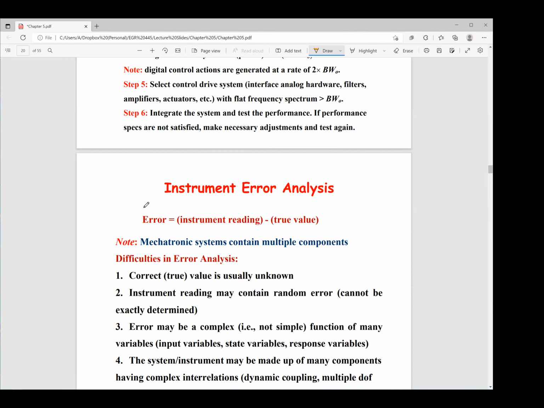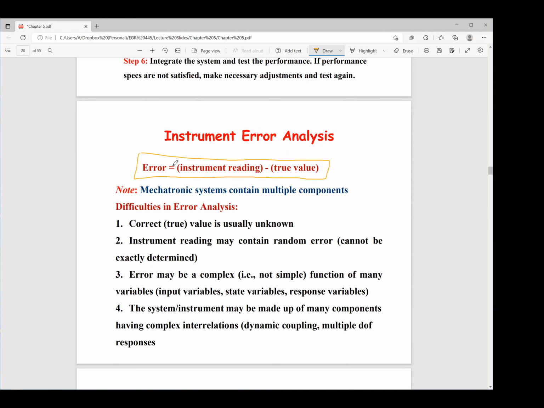Now, many a times, even though we design the system, it does not behave the way we want. I don't know if you have heard this: no experiment is complete without an error. So what is this error? This is the difference between what is being read by the instrument and the true value that the instrument is measuring. We want to minimize the error. It is not possible to completely eliminate the error, but we have to minimize it.